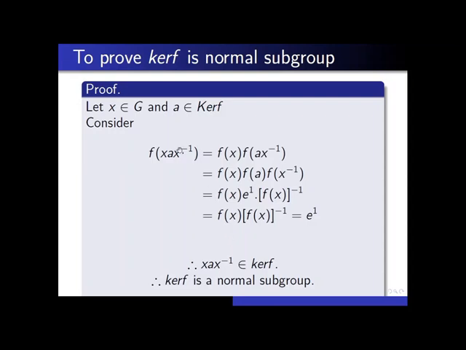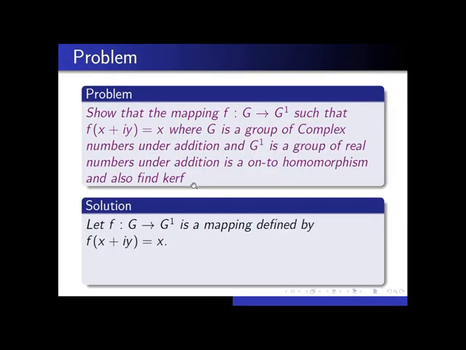So listen, it is very simple. For a subgroup, A, B belongs to kernel F, A into B inverse belongs to kernel F. For a normal subgroup, X belongs to G, A belongs to kernel F, X A X inverse belongs to kernel F. So the same procedure we need to follow. That's all. Now take one problem.